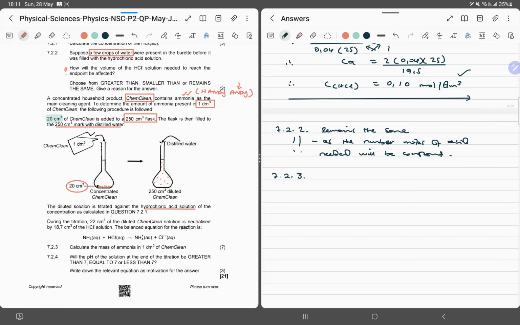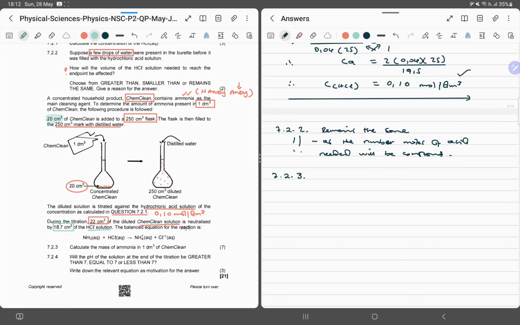Okay, not a problem. And then the diluted solution is titrated against HCl solution of the concentration calculated in 7.2.1. So that is 0.10 mole per decimeter cubed. Okay. Now during the titration, 22 centimeter cubed of the diluted chem clean is neutralized by 18.7 centimeter cubed of the HCl solution.